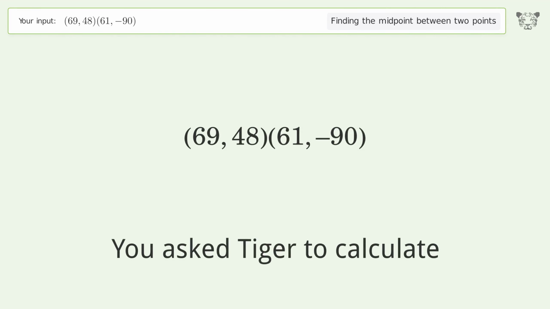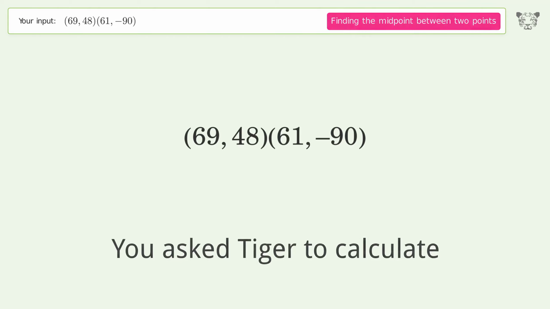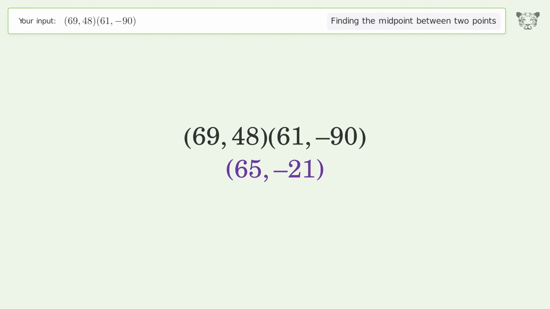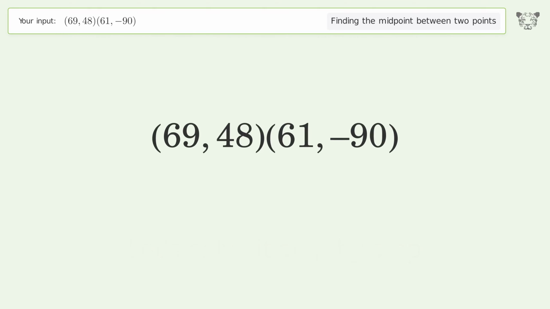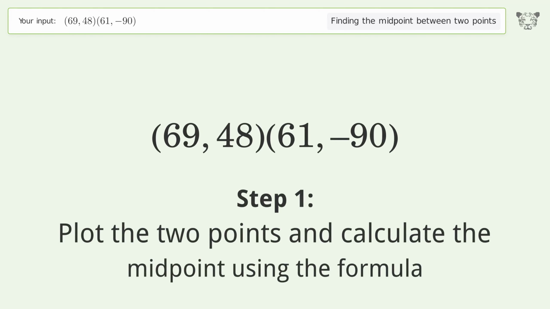You ask Tiger to calculate. This deals with finding the midpoint between 2 points. The midpoint between the 2 points is 65, -21. Let's solve it step by step. Plot the 2 points and calculate the midpoint using the formula.